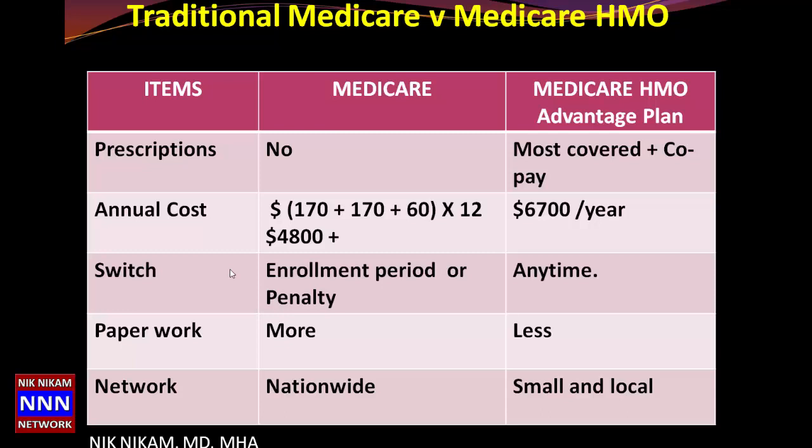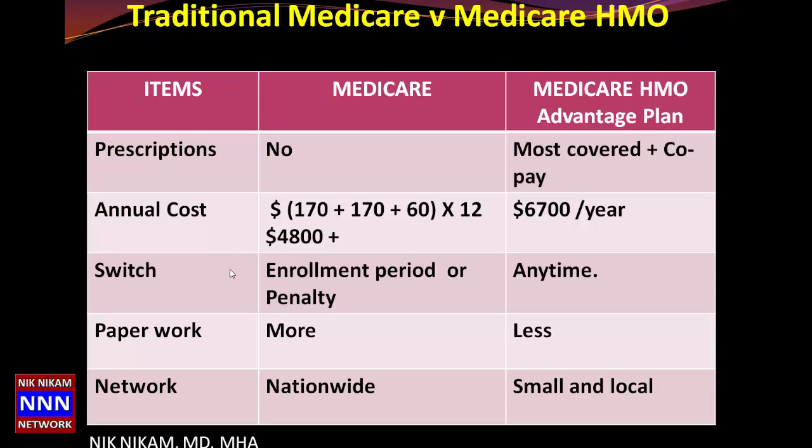Talking about total cost, let's look at annual cost of having a traditional Medicare versus Medicare HMO or an Advantage plan. With the traditional Medicare, you have to sign up for Medicare Part B, which may cost $160 to $175 depending on the year. And if you get a supplemental insurance, which is like an AARP supplemental insurance, or a supplemental insurance from any one of the insurance companies like Aetna, United Healthcare, Blue Cross, Cigna, Humana, or any one of them, that would approximately cost you $150 to $175.